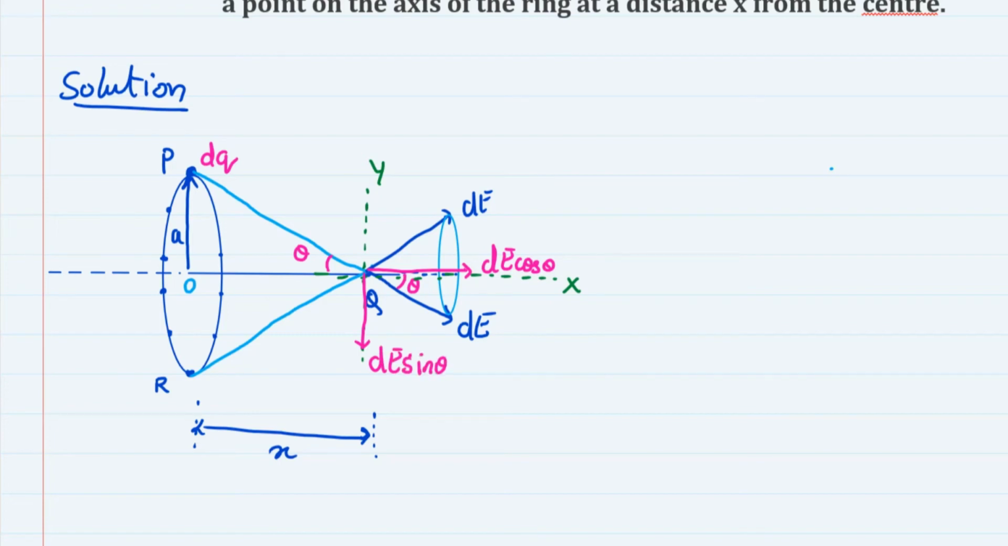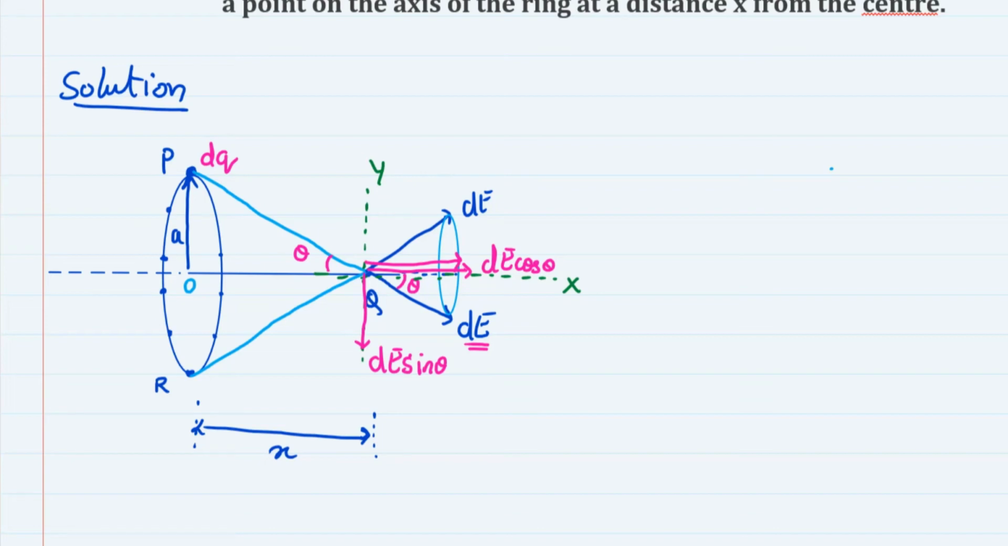This was for the dE for point P. Now similarly, if you resolve the dE due to point R, it will become like this. It will be one going up, so you will have again dE cos theta.